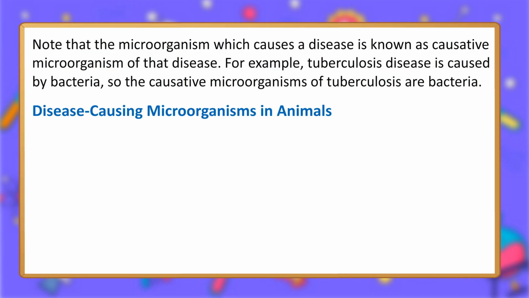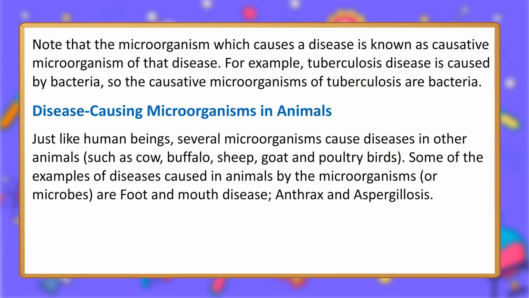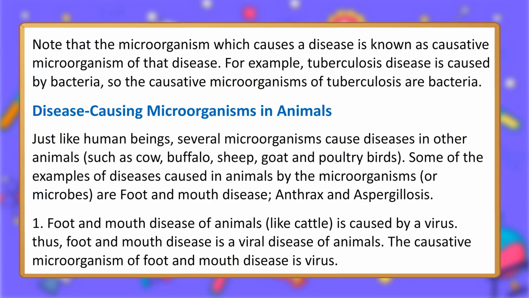Disease-causing microorganisms in animals. Just like human beings, several microorganisms cause diseases in other animals, such as cow, buffalo, sheep, goat and poultry birds. Some of the examples of diseases caused in animals by the microorganisms, or microbes, are foot and mouth disease, anthrax and aspergillosis. 1. Foot and mouth disease of animals, like cattle, is caused by a virus.